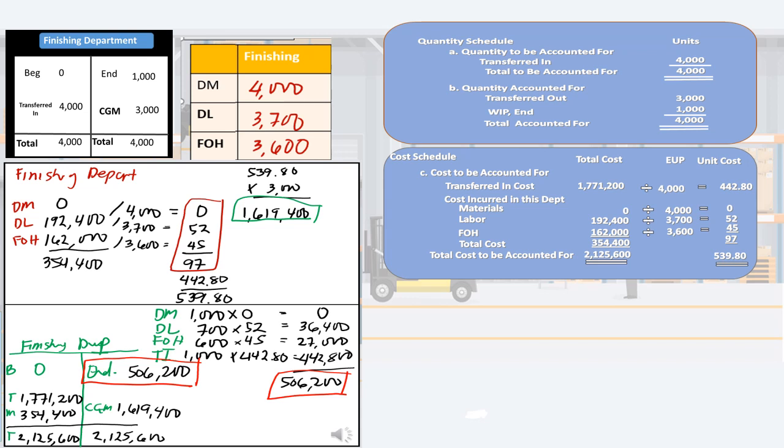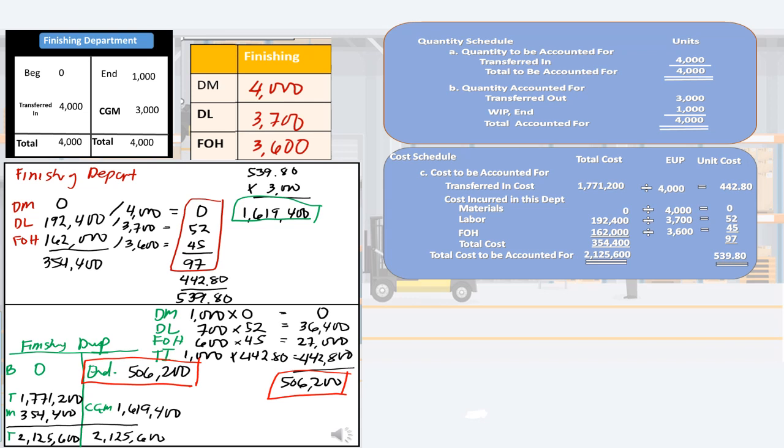Then ilagay lang natin yung mga cost incurred in this department. So yung materials, zero na kasi sa finishing department wala na daw na add na materials. So wala na pong saysay yung EUP na 4,000 kasi wala naman tayong na-incur na direct materials. So sa labor, we have 192,400. I-divide mo lang sa EUP na 3,700. Then yung FOH, 162,000 divided by EUP na 3,600. Labor, 52. Then factory overhead, 45.